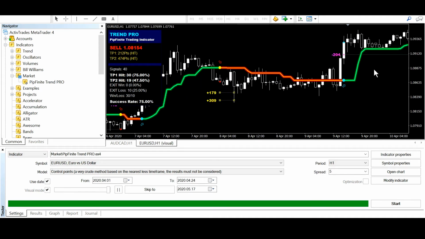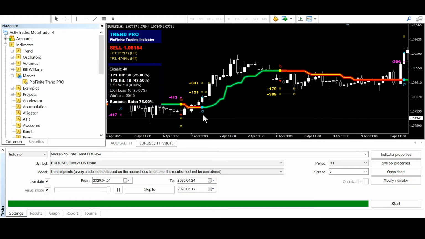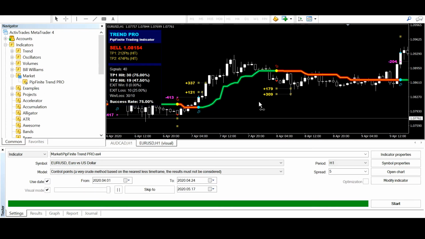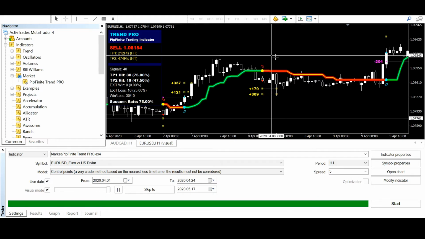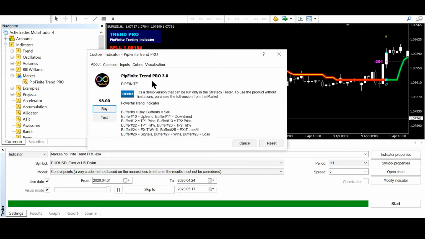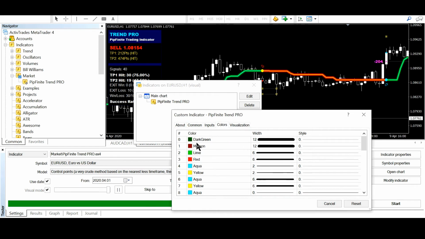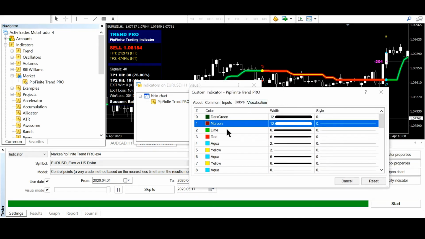And we see how it looks like. It has basically two lines, the green and the red one, and buy trades should occur when the green line appears, and vice versa for sell trades. Now let us take a look at the buffers. So, okay, the green line is the first buffer, and the red line is the second buffer.